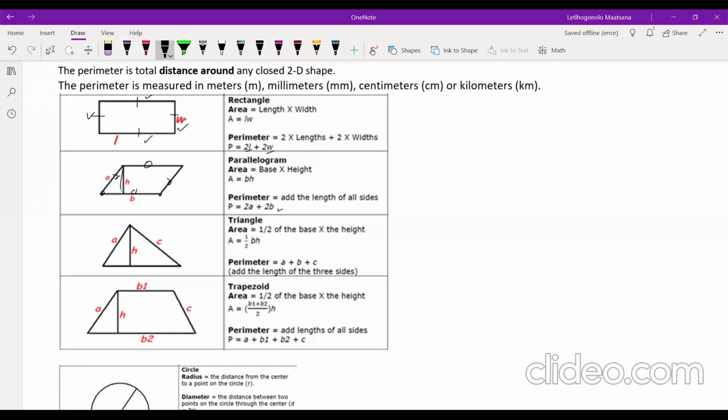Area of a triangle is always half the base multiplied by the perpendicular height. And for the perimeter, we'll add this to that to that. For our trapezoid, the area is base 1 plus base 2 over 2 multiplied by the perpendicular height. In terms of the perimeter, we'll just add A to B1 to B2 to C. Let's look at others.